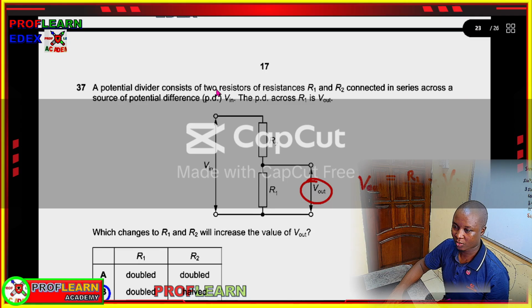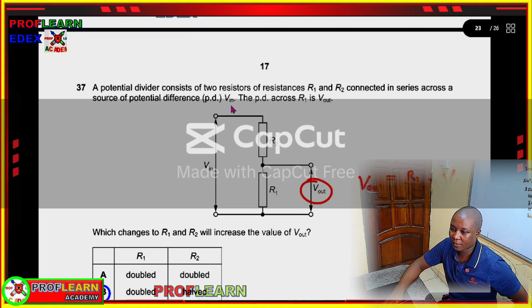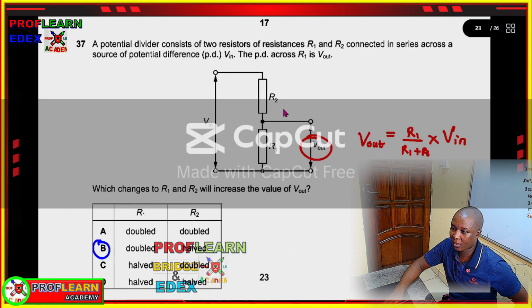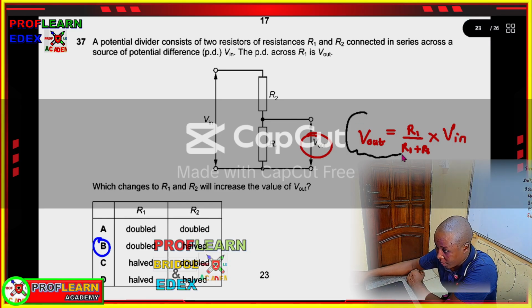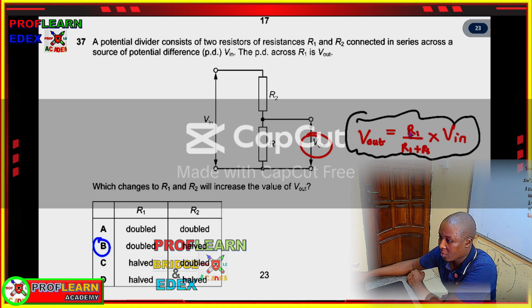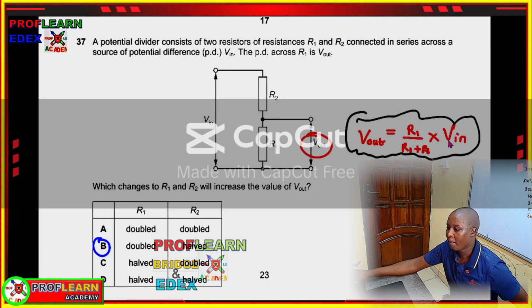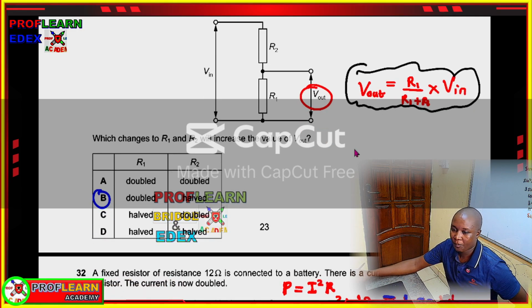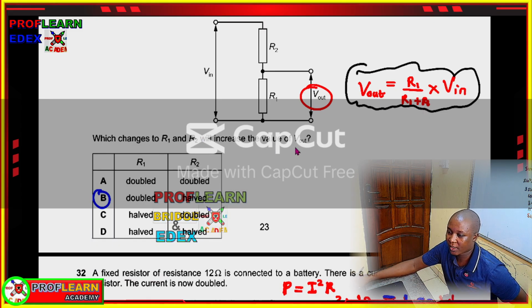A potential divider consists of two resistors of resistance R1 and R2 connected in series across a source of potential difference, and the PD across R1 is V out. The formula you can use to work out V out is R1, where R1 is the resistance where the voltage is tapped out from, so it will be R1 over R1 plus R2 times V in. Which changes to R1 and R2 will increase the V out?